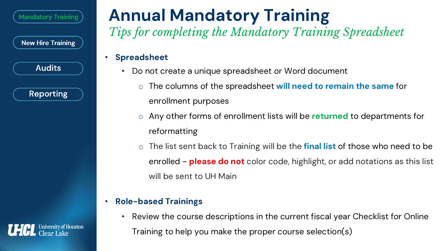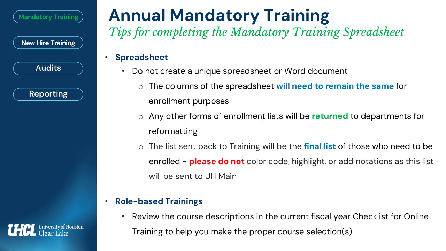Please note that the list sent back to training will be the final list of those who need to be enrolled. Please do not color code, highlight, or add notation, as this list will be sent to UH Main. Role-based trainings will continue for this upcoming fiscal year. Use the training descriptions document to help you determine what to assign.